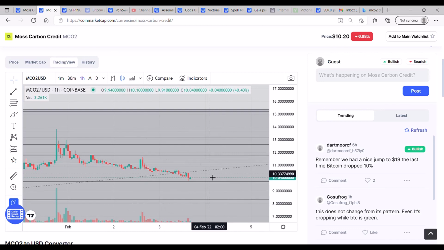And something else to look out for: when Bitcoin is doing badly, Moss normally does well. I don't think there's a true correlation to that, but not only have I seen it on this platform, I've also noted it via my team as well, that this could be something that's happening.